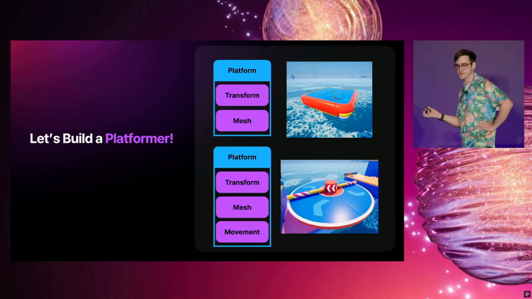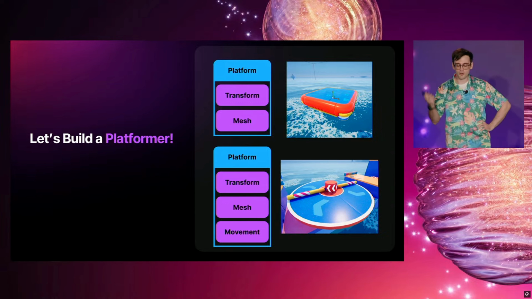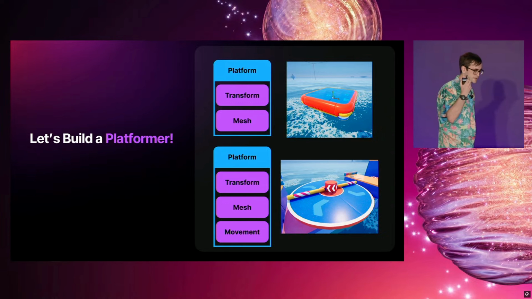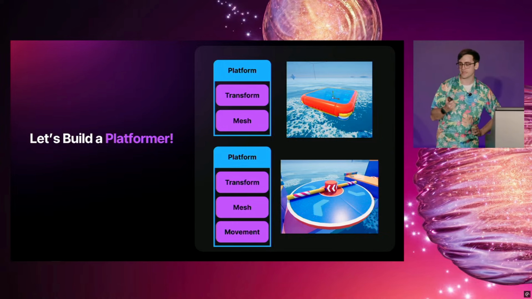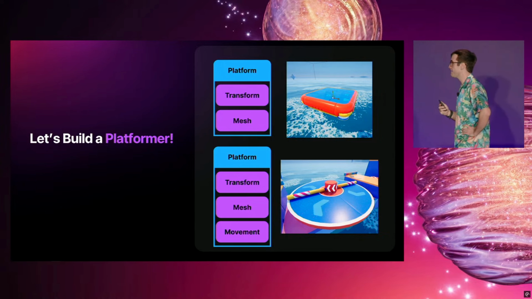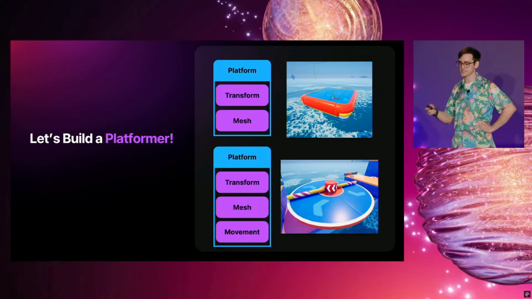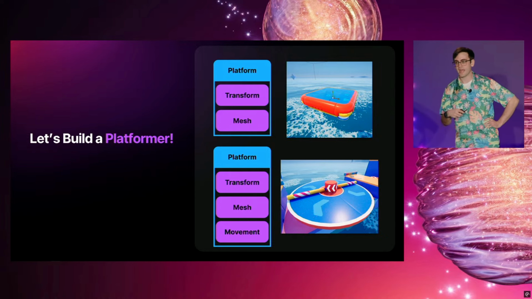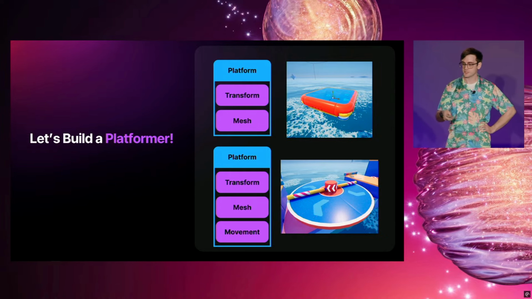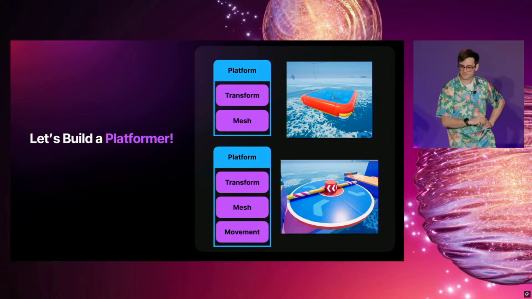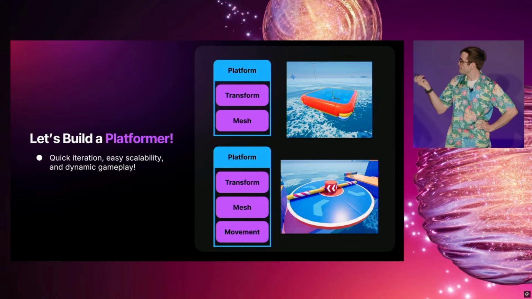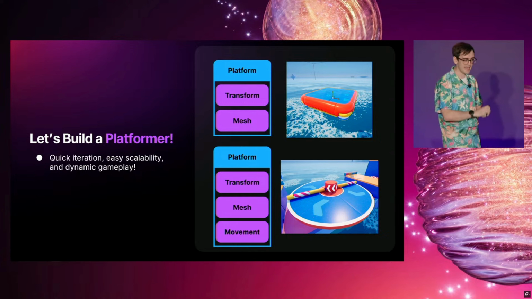Maybe they explode. Maybe they spawn NPCs. All these things are possible through adding components, through adding behaviors. You don't have to make specific Verse devices for each of these. You can just add them on the fly and then save them as prefabs to build very quickly. So we get quick iteration, easy scalability, dynamic gameplay.